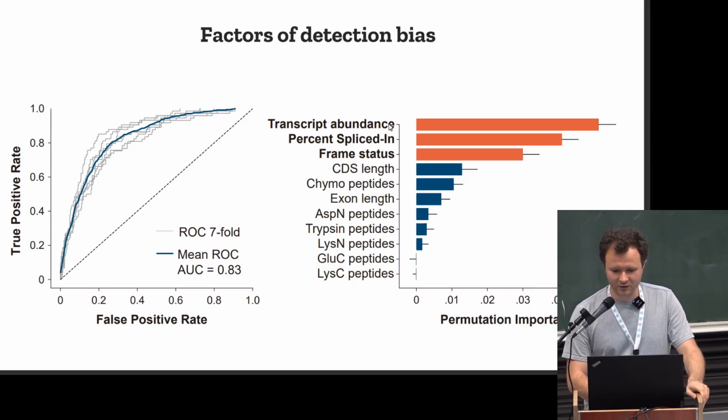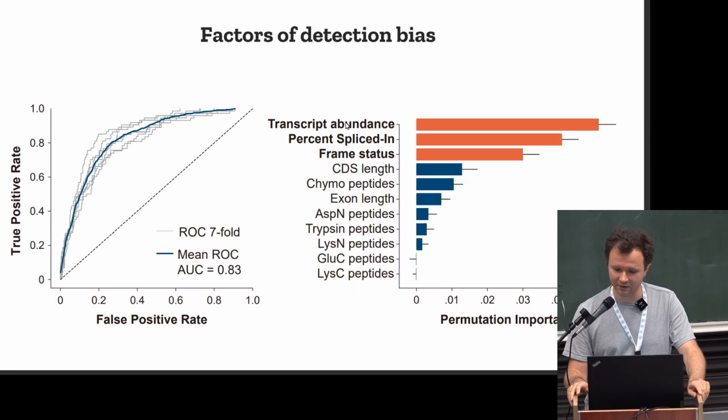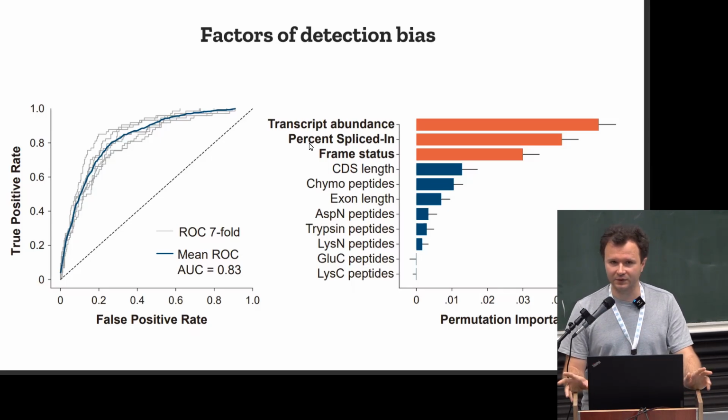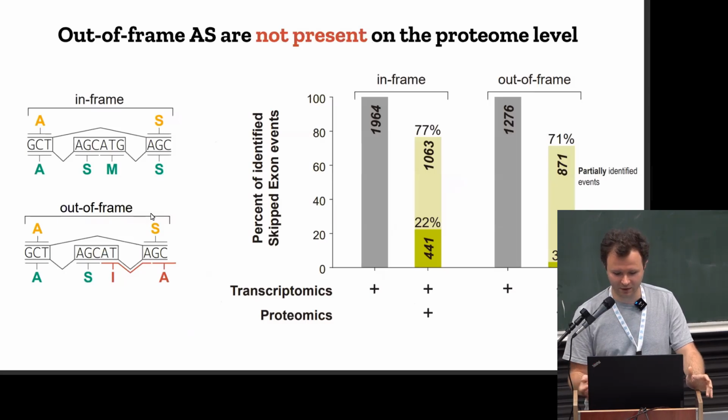The obvious features that happen to be very important are, first, transcript abundance. It means that the more transcripts you have, the higher the chance that we will detect this alternative splicing. There's another definition called percent spliced in, PSI. I will discuss this later, but this is yet another side of the same coin as transcript abundance. And the frame status, which we discussed, being either in frame or out of frame, and as you see, this has a huge impact on whether it will be detected or not.